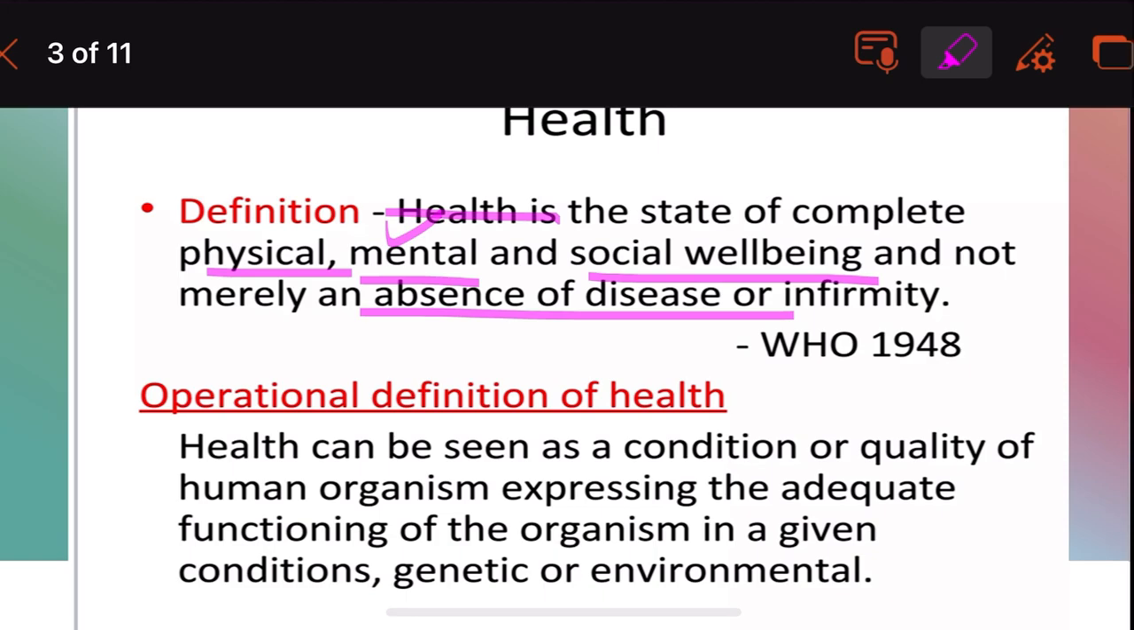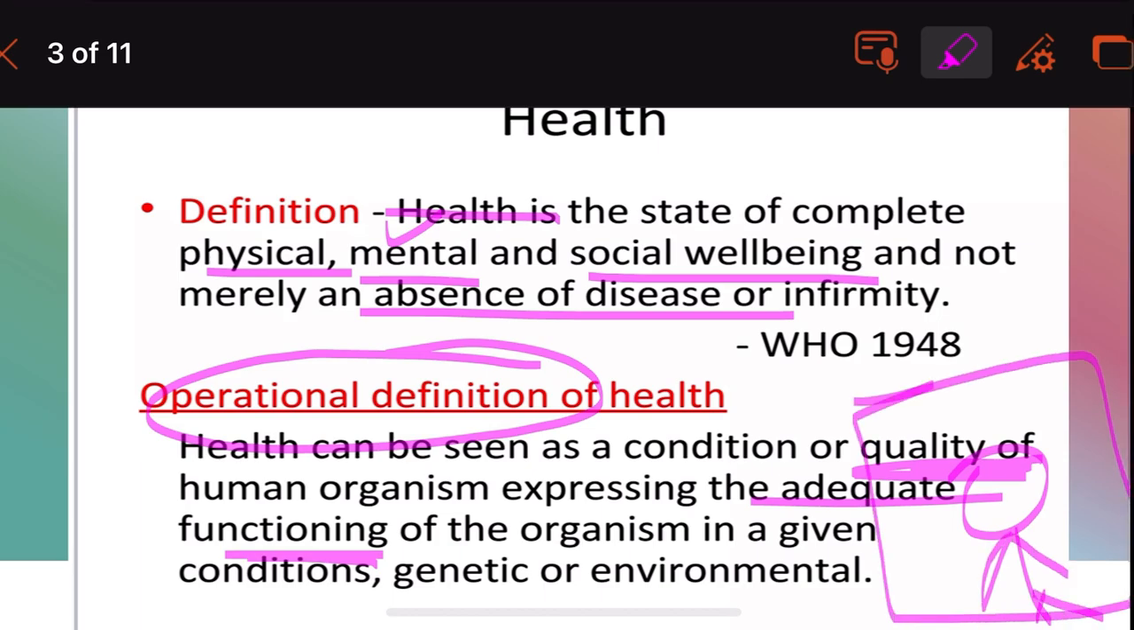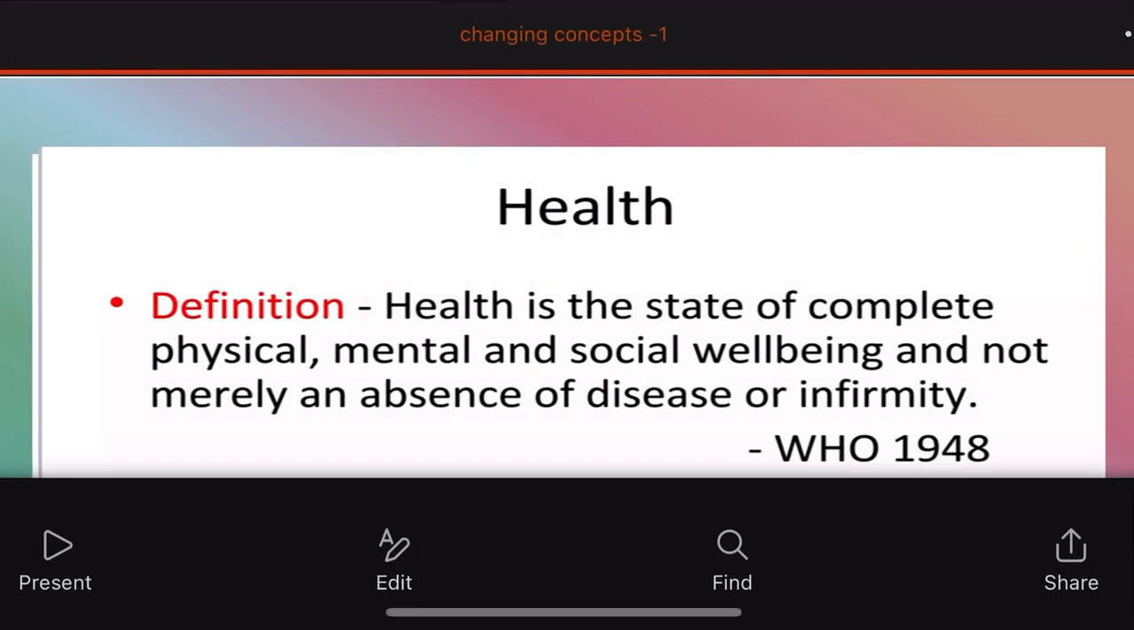Operational definition of health. Health can be seen as a condition or quality of the human organism expressing the adequate functioning of the organism in a given condition. Now here they are talking about the operational definition. It is the quality of the human organism where he is expressing adequate functioning in that particular condition. This is the organism and this is a certain condition, genetic or environmental, where he has to perform and give his adequate functioning. That is nothing but the operational health. I hope the definition of health is clear.